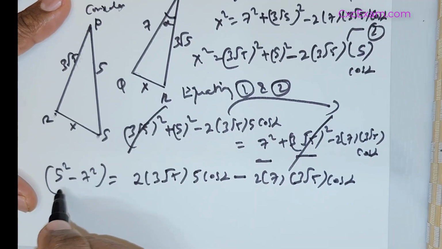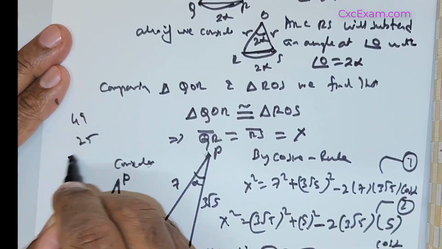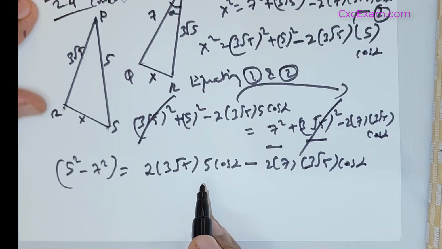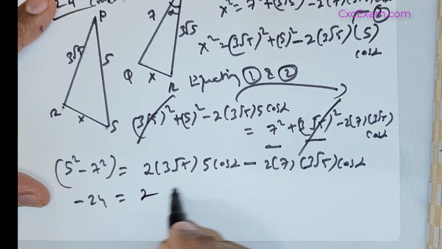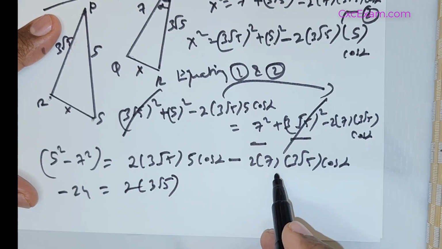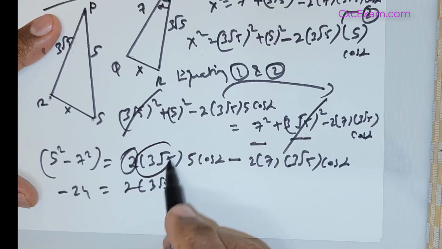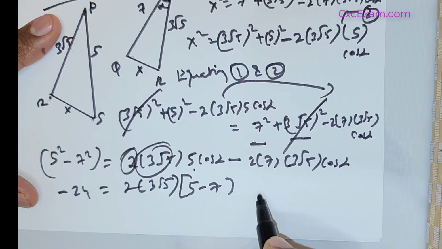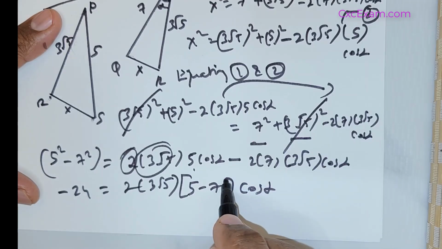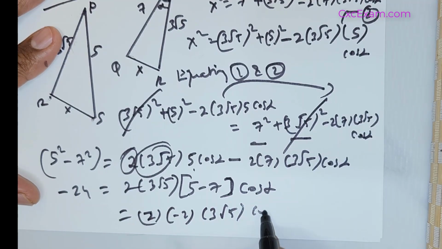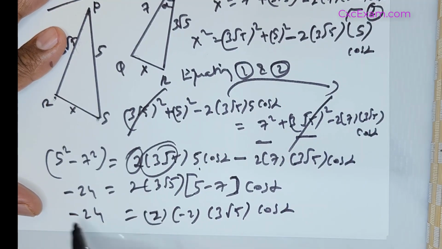Now this is 49, so 25 and 49, you have 24, right? So this is negative 24. I'm going to take 2 out because 2 is present. I'll take root of 3 times the root of 5 out. So these two are taken out, and that would mean I will have 5 negative 7 multiplied with cos alpha, right? So this is going to be 2 times, you have a negative 2 there, and 3 times a root of 5 times cos alpha is negative 4, negative 24.